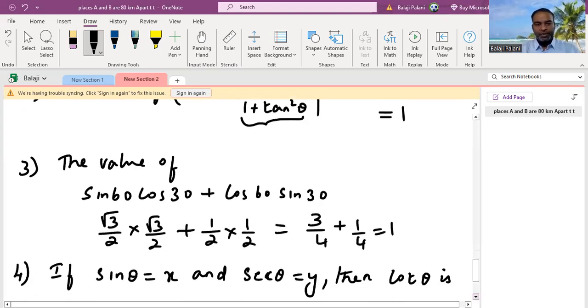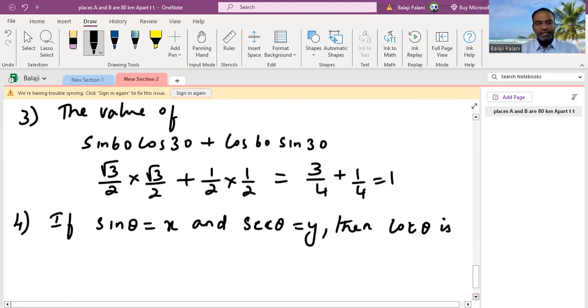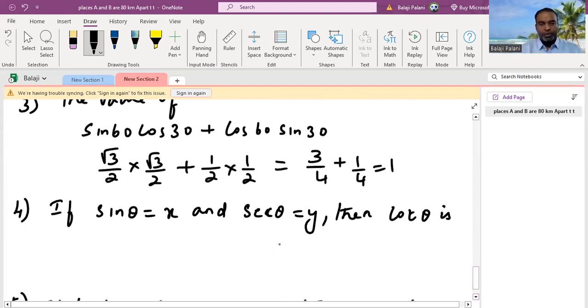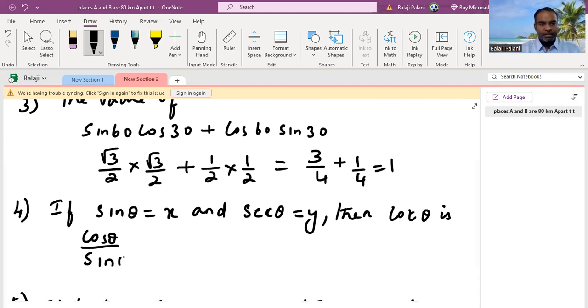That's it. Next question. Sine theta is x, secant theta is y. Find cot theta. So we know that cot theta is cos by sine. Cot theta is cos theta by sine theta.